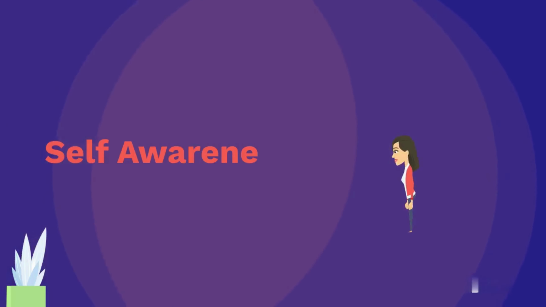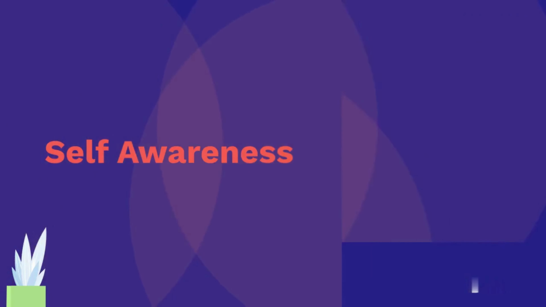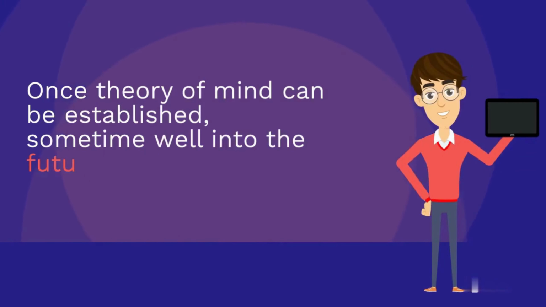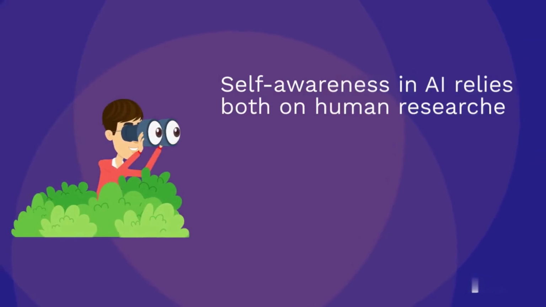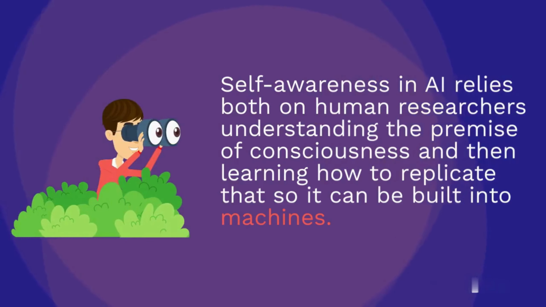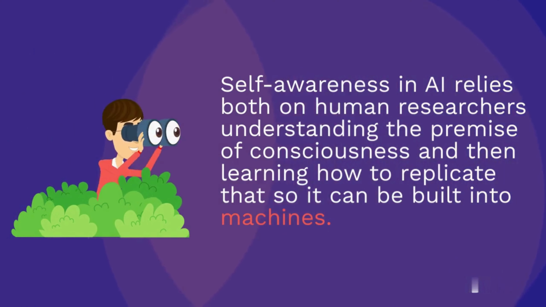Self-awareness. Once theory of mind can be established, sometime well into the future of AI, the final step will be for it to become self-aware. Self-awareness relies both on human researchers understanding the premise of consciousness and then learning how to replicate that so it can be built into machines.